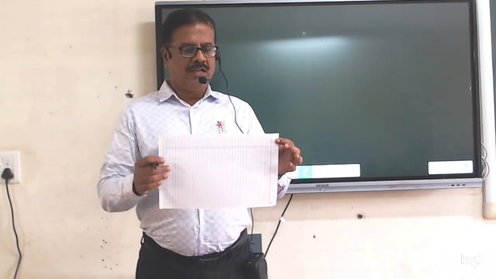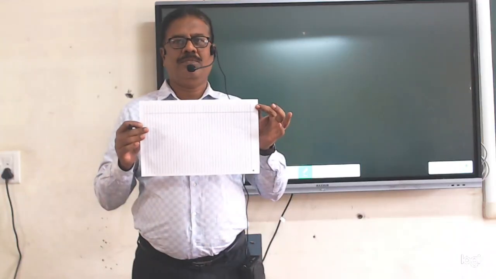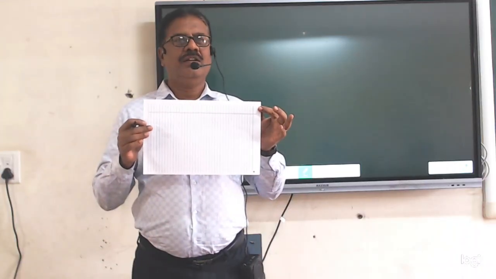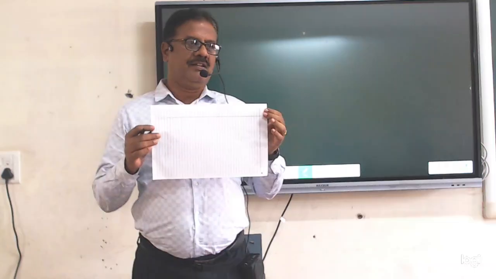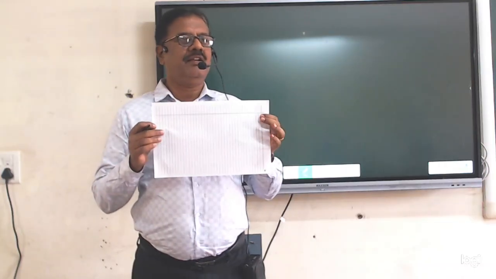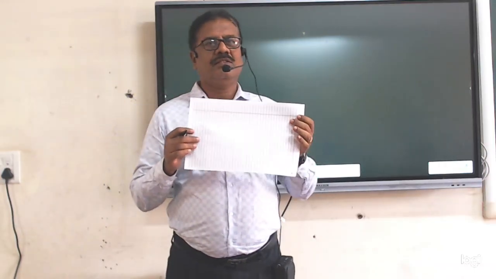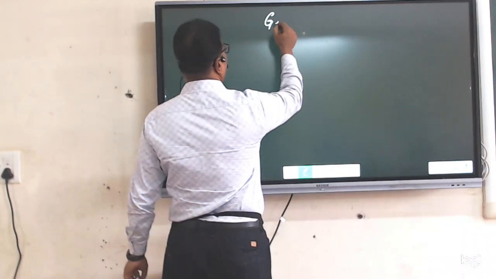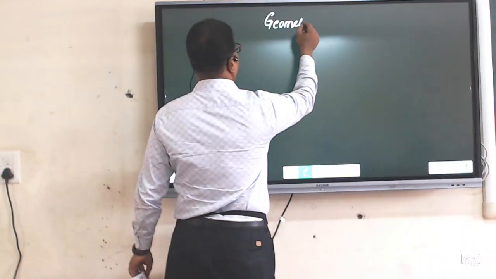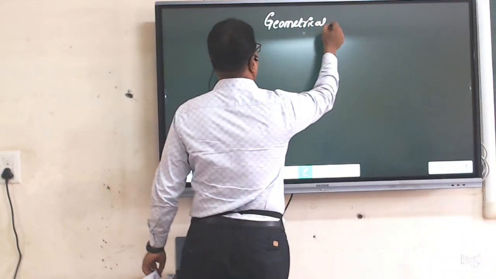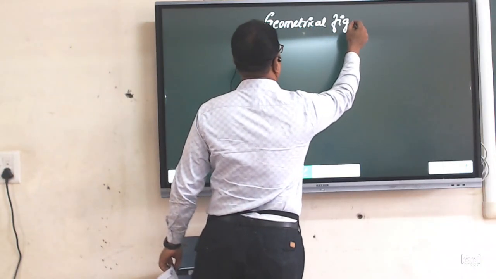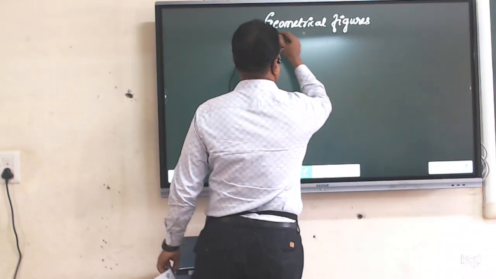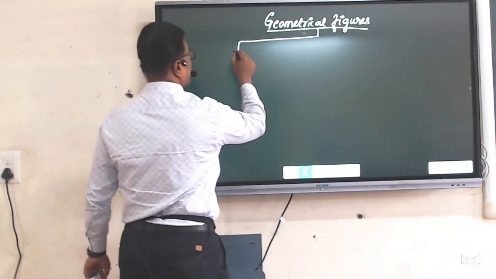Children, can you tell me the shape of this paper? It's a rectangle. This shape is called a rectangle in geometry. Means this geometrical figure, what we see, geometrical figures are broadly classified into two types.